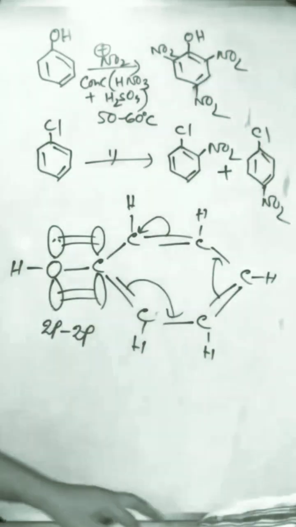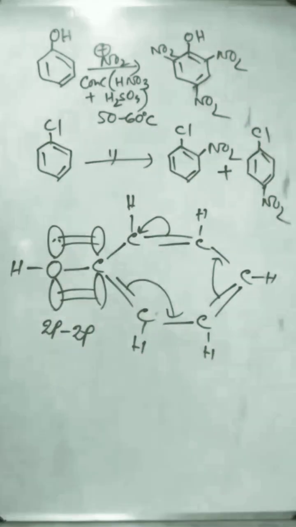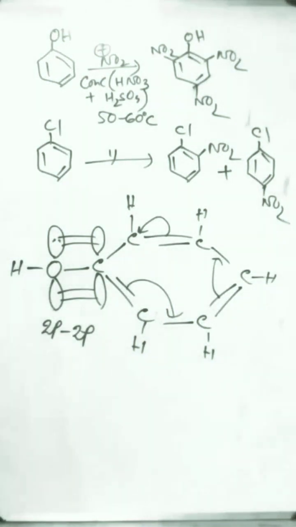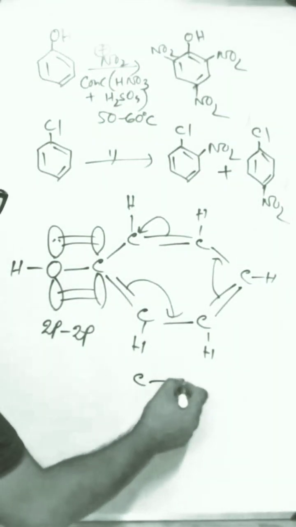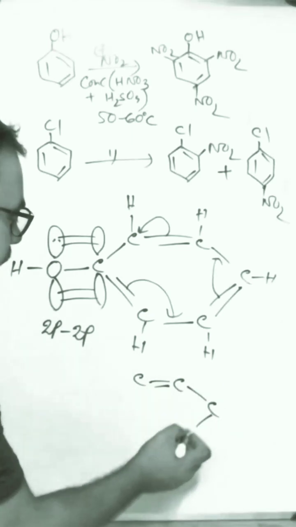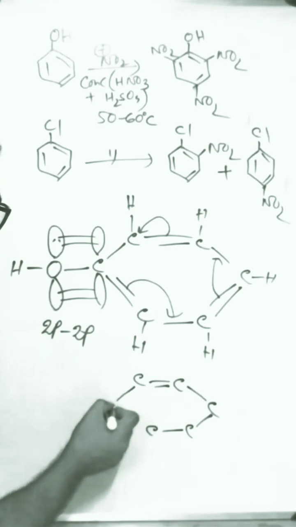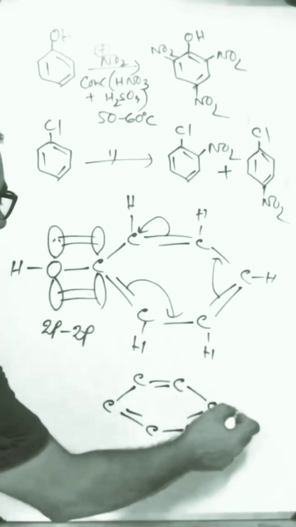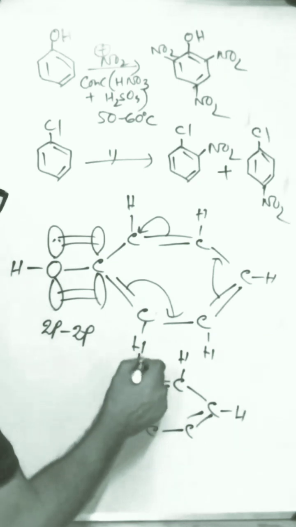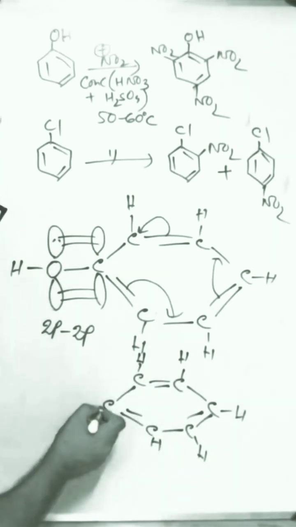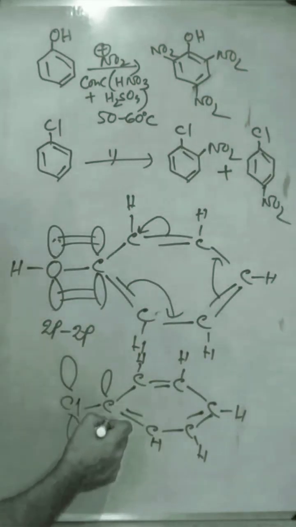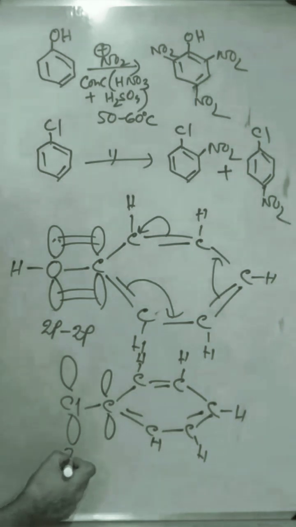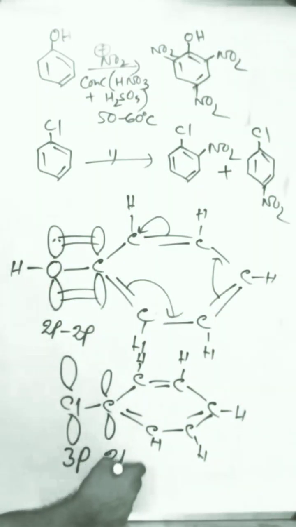The double bond occurs due to lateral overlapping between a filled 2p orbital of oxygen and another 2p orbital of carbon. But in the case of chlorine attached to benzene, let's see what happens. Here hydrogen, hydrogen, hydrogen, hydrogen, hydrogen, and here chlorine. Now this chlorine also has a lone pair, and this carbon also has a pz orbital, but this lone pair is in a 3p orbital, and here it is in a 2p orbital.